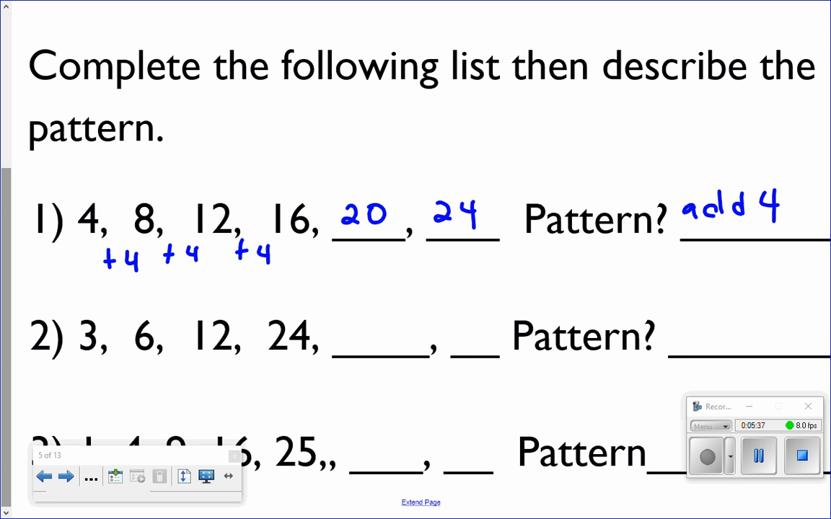The next pattern, you see that we're not adding, but we're multiplying. So we're multiplying by 2 on the previous number to get the next number in the sequence. So that would be 24 times 2, 48 times 2, and let's verbalize that as multiply by 2.